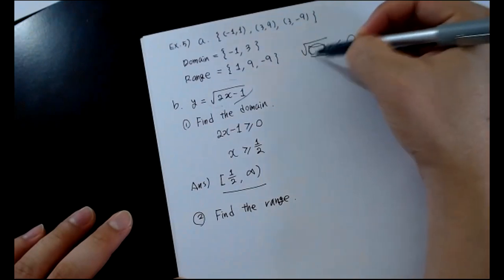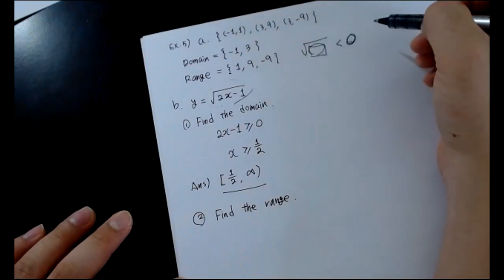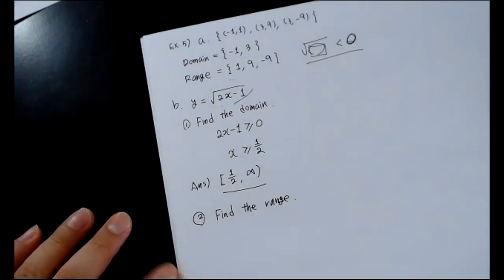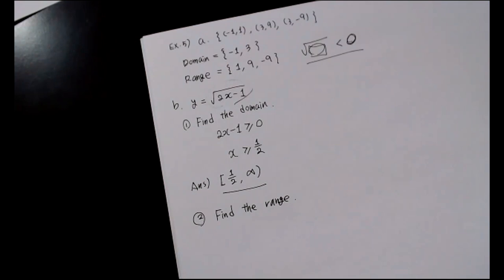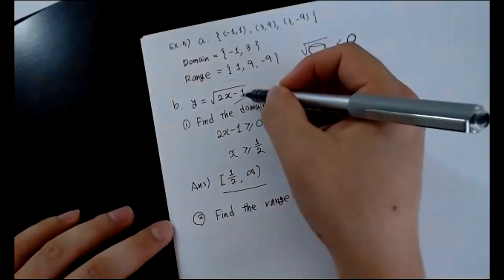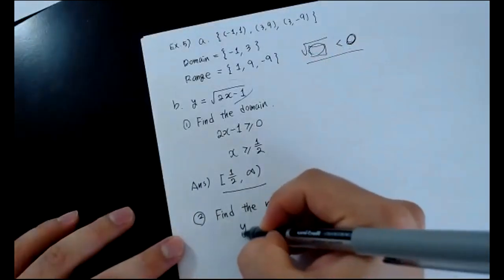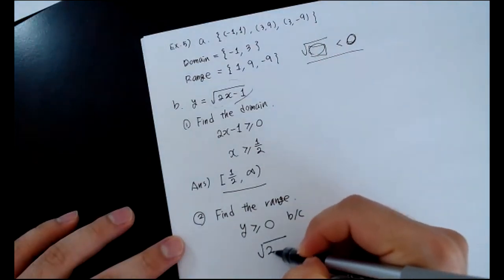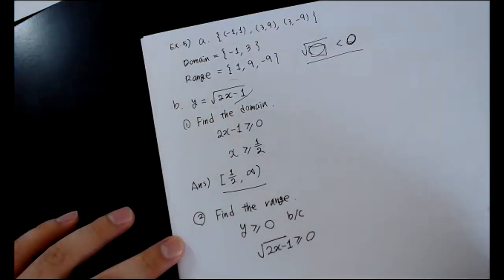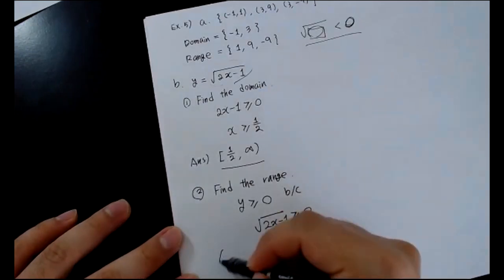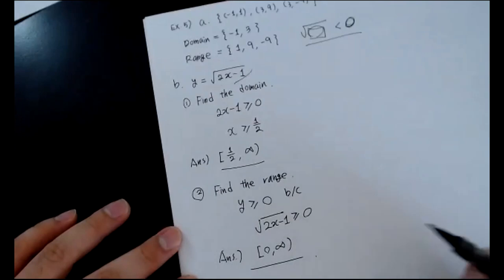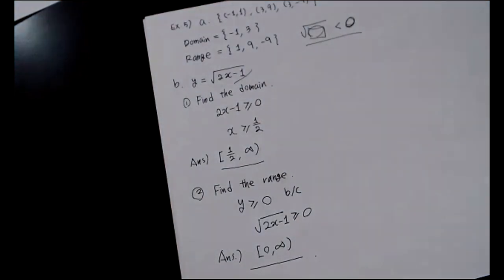Square root of something is less than 0. Can you find an example satisfying this condition? No. The square root of something is always greater than or equal to 0. It means that the square root of 2x minus 1 must be greater than or equal to 0. It means that y must be greater than or equal to 0, because the square root of 2x minus 1 is greater than or equal to 0. So the range is going to be what? 0 to infinity.